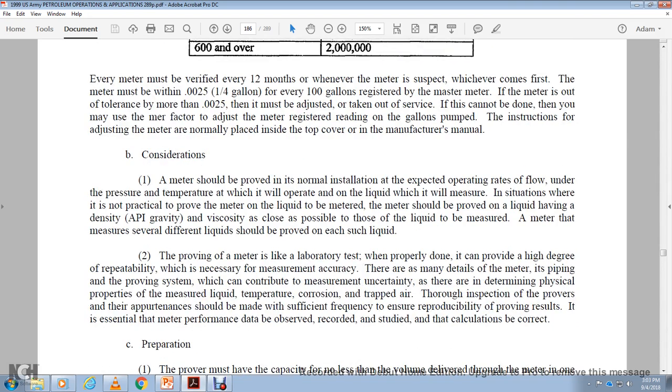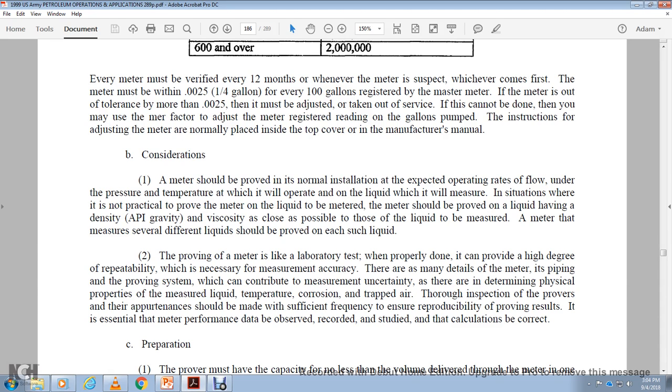Considerations. A meter should be proved with normal installation, with the operating rates falling under the pressure and temperature of the liquid to be measured. Where it is not practical to prove the meter with the liquid to be measured, the meter should be provided with a liquid having density, API gravity, and viscosity close to those of the liquid to be measured.